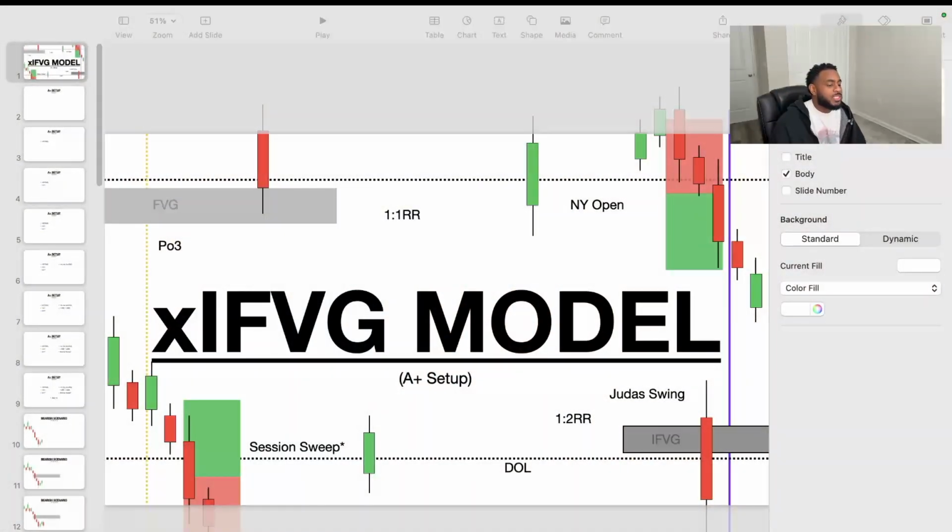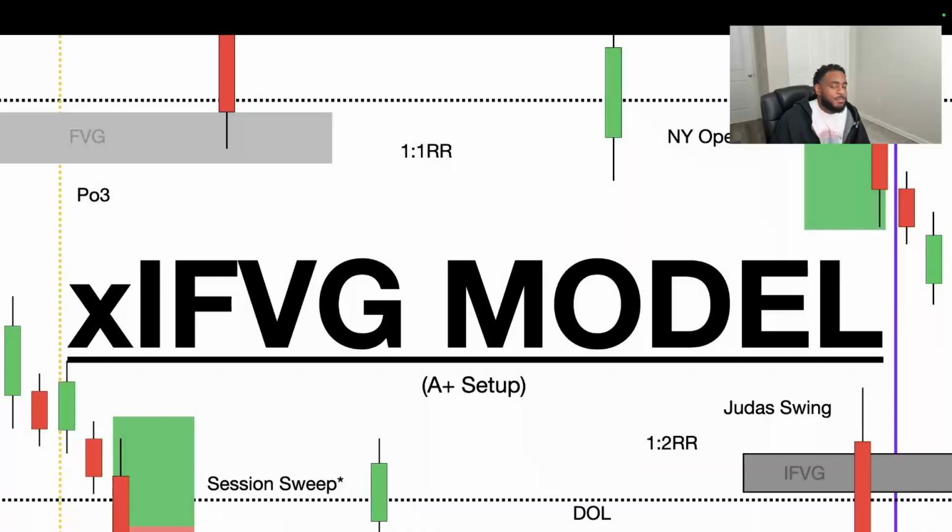Today is the day we are going to be discussing the xIFVG model. This is how I trade every single day. It's how I get my payouts. It's how I pass my evals. It's the best model you can be trading. If you're trading something else, I need you to stop and just switch immediately because this is 1,000 times better.